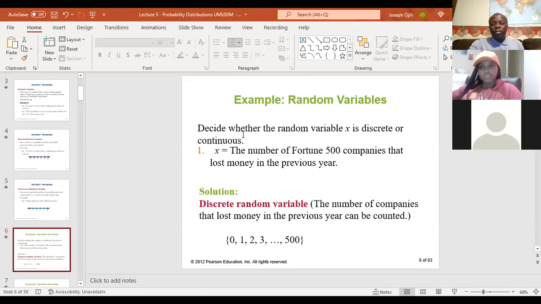Look at this question. It says, decide whether the random variable X is discrete or continuous. Here, X represents the number of Fortune 500 companies that lost money in the previous year. Now, you can count the number of companies, so it is discrete. See? Because you can count them. You can say that no company lost money last year, 1 company lost money last year, and only 2 companies lost money. So you can count them.